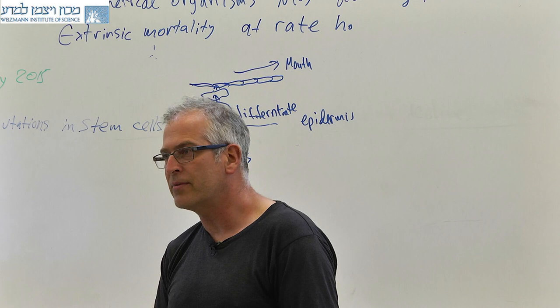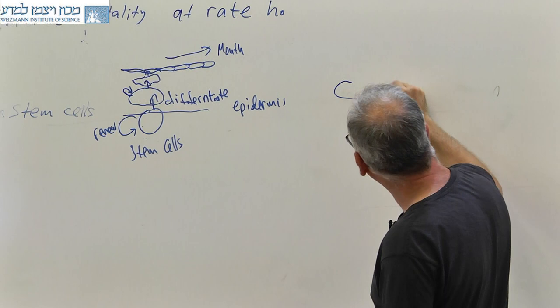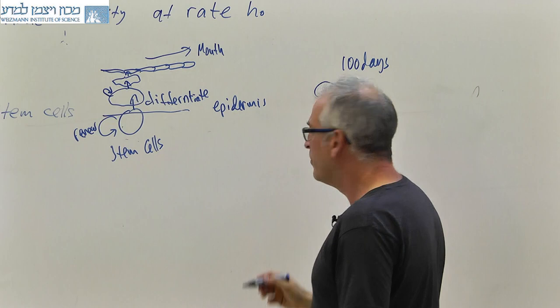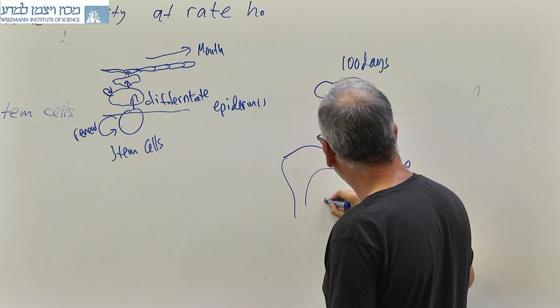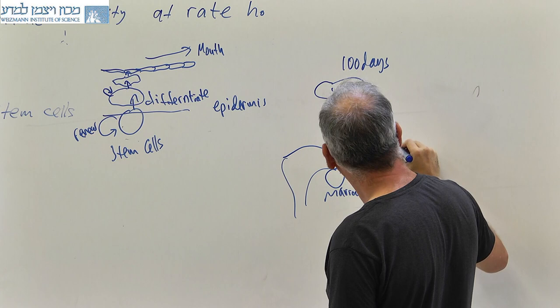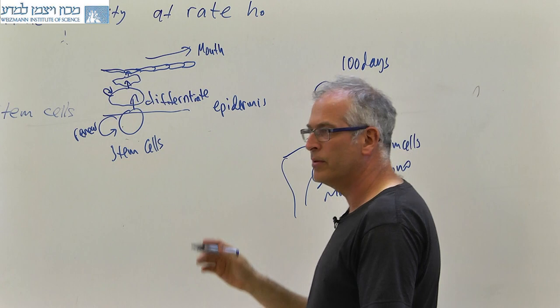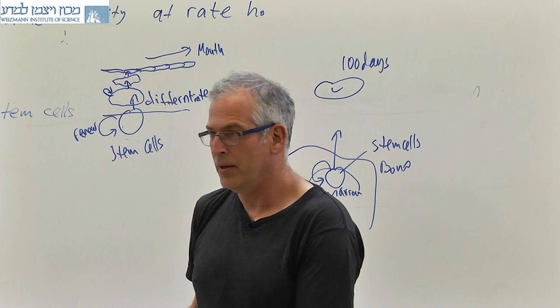Another very important situation is blood. We have our red blood cells. They live 100 days. But how are they made? Inside our bones, we have the bone marrow, and the bone marrow is full of these stem cells that can do two things. They can renew, or they can differentiate into red blood cells and white blood cells. And we live with those stem cells. The stem cells divide, but they stay with us.